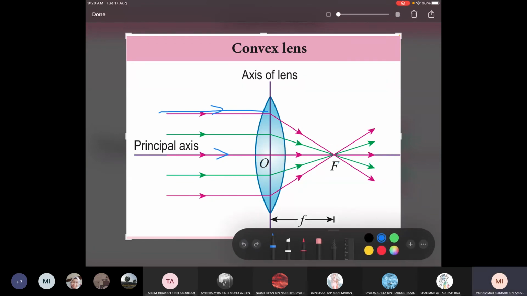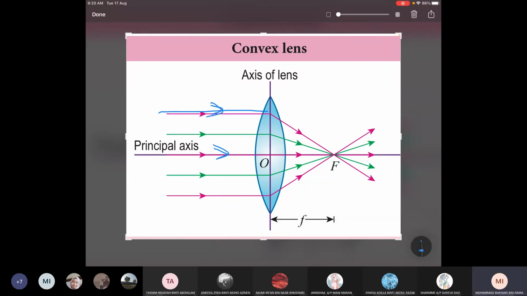When light travels parallel, it will be focused at one particular point. All the light parallel to the principal axis will be focused at one point, and this point is known as the focal point. Okay, this is known as the focal point. The symbol is capital F here.